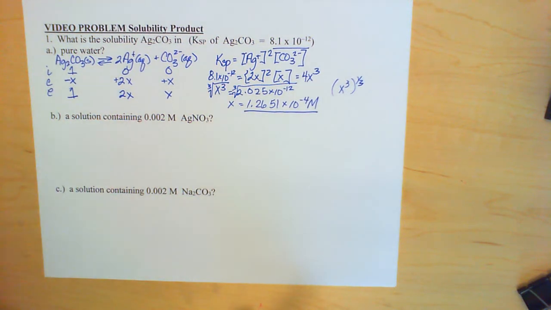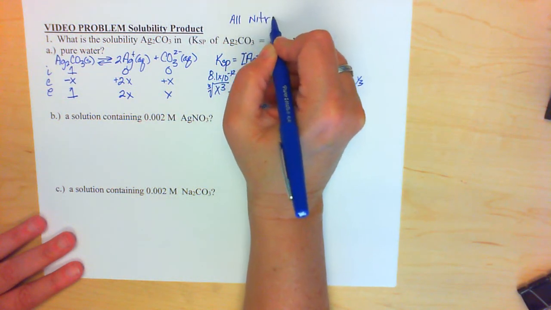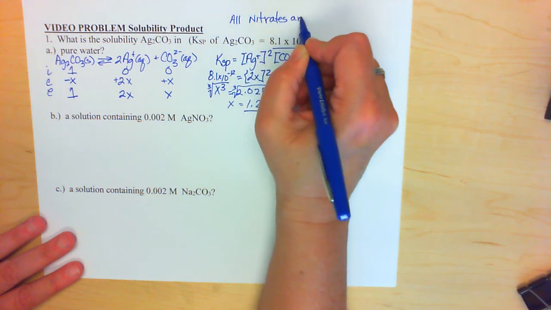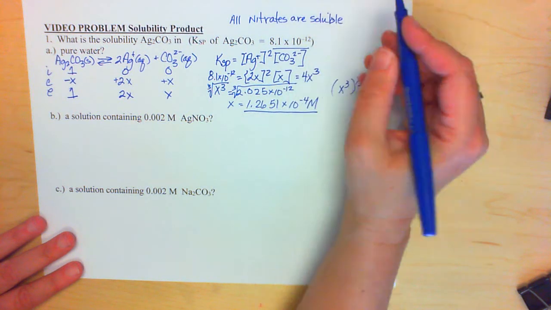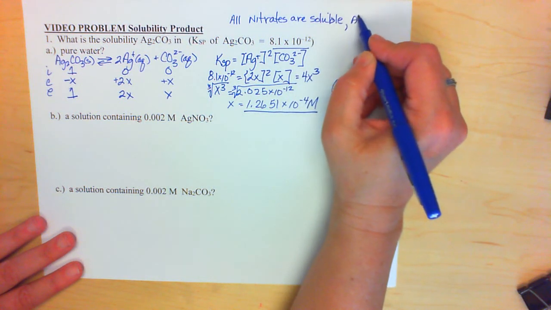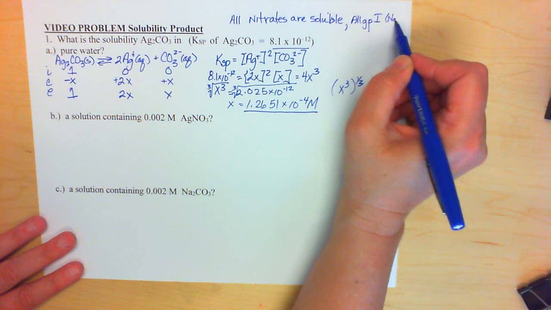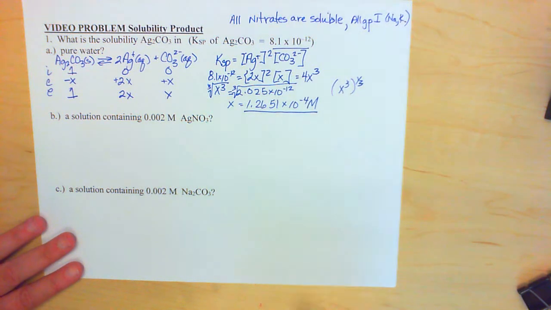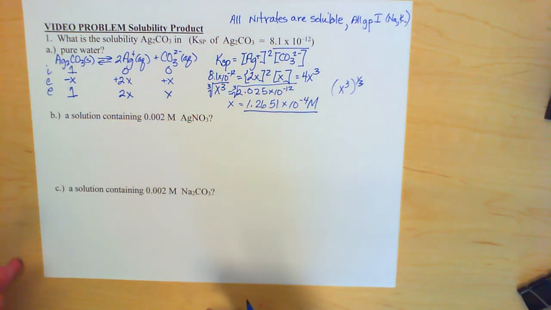Now for B and C, we're going to do common ions. One is the cation and one is the anion. And remember, all nitrates are soluble. And that's why they're often used as a common ion. And also all group 1, like sodium, potassium, etc., salts are soluble. So when we do B, what we're working with is the exact same thing, except we have a slight twist.